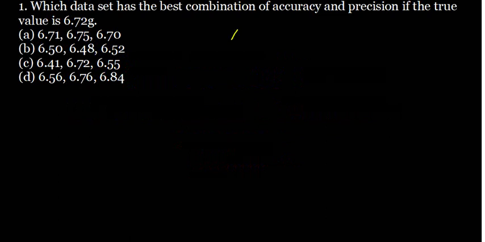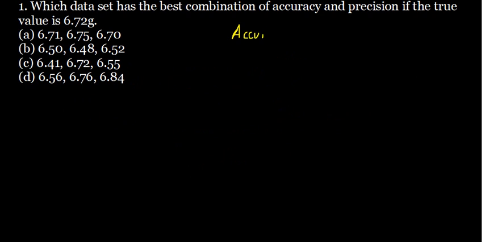Now, we know that accuracy is how close measured values are to the true values. So it has to do with the comparison between what you have measured and the true value. So if they are close, then you are accurate. Now precision has to do with repeated measurements. Are they close to each other? So if the repeated measurements are close to each other, then such a measurement is precise.